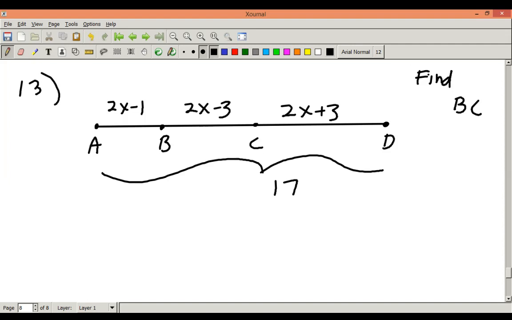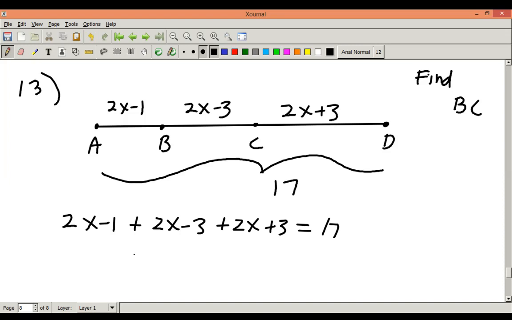So if you want to find BC, you've got to find 2x minus 3. Well, once you know x, you just plug x into 2x minus 3 and you'll know BC. So if you look at that line segment, you know that segment AB plus segment BC plus segment CD, all three of those pieces add up to 17. That's the segment addition postulate. So just write yourself an equation and solve it. So you have 2x minus 1 plus 2x minus 3 plus 2x plus 3 equals that total 17.